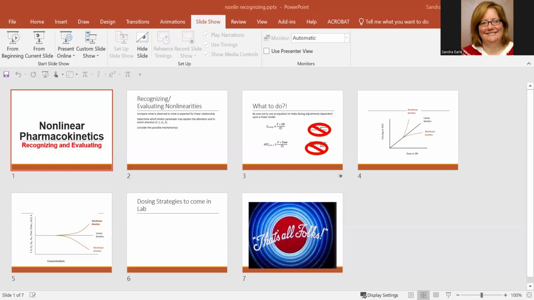Why? Because it's dependent upon the fact that these stay constant. And if you have a nonlinearity, these could be changing, either clearance or bioavailability is changing, one or the other, or both are changing so that it's no longer linear. So we can't use this approach anymore. We can't just use a proportion. That's very important to determine dosing adjustments.